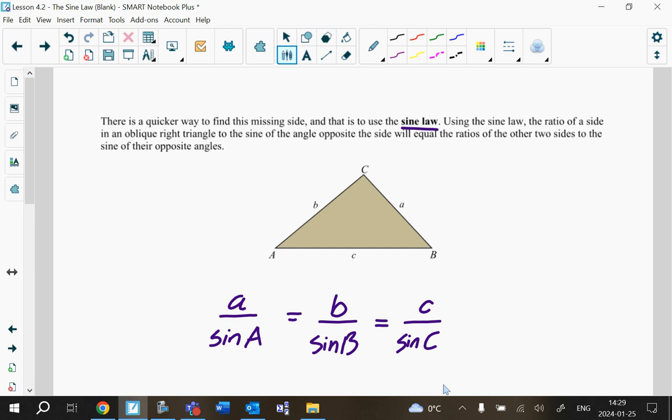Sometimes you'll see the sine law flipped. It'll say sine A over little a equals sine B over little b equals sine C over little c. It's the same thing. It'll still work. Okay? You will always get this formula. You do not have to remember it because it's more important that you know how to use it. Yes, that's why we call it the sine law. Only sines involved.